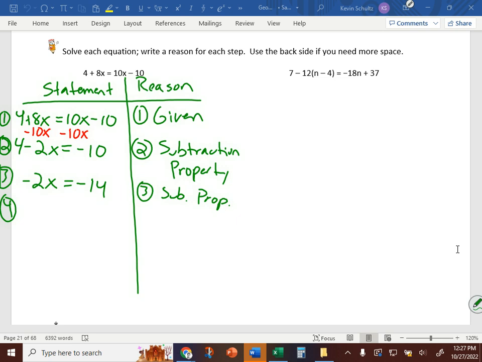Okay, so we divide by negative 2. Yes, and that would give us x equals 7. Defend that step. No, division prop. Okay. In red here, you don't have to write this because with proofs, you don't have to show your work. But what we did was we divided both sides by negative 2, right, to get that x equals 7, and that is the division property.